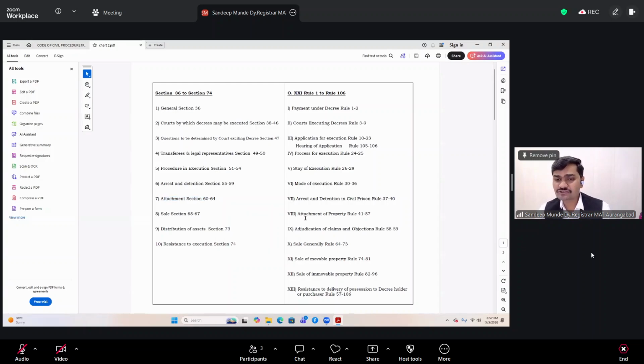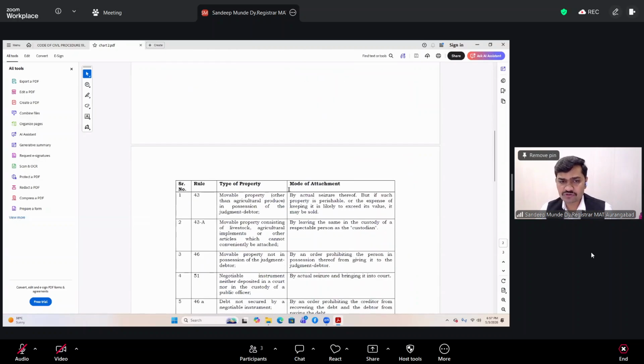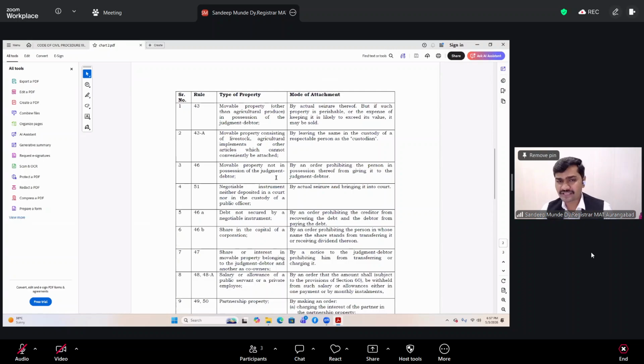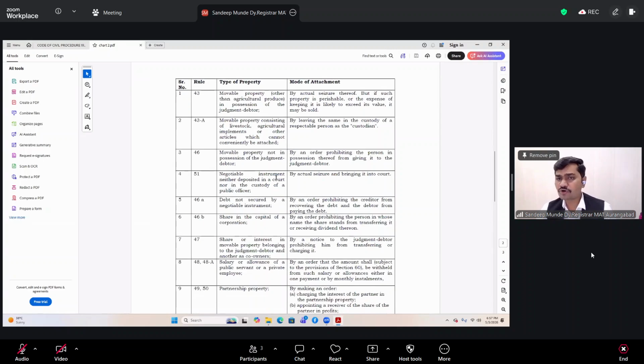The rules with regard to the attachment of property have been given under the Code of Civil Procedure from Rule 41 to 57. I have prepared one simple chart to understand the said rules: what the type of property is and what the modes of attachment of that property are.